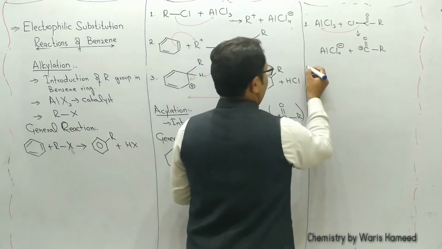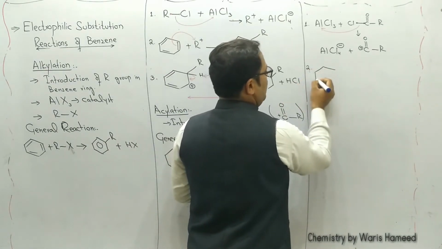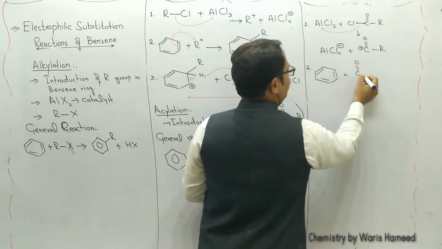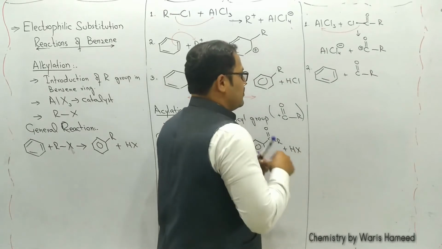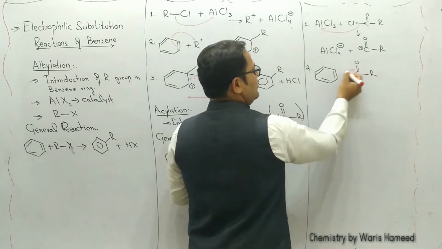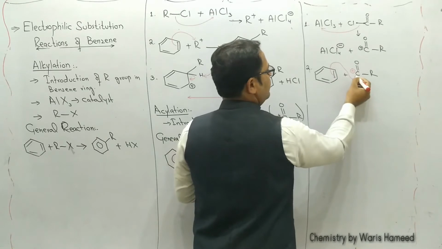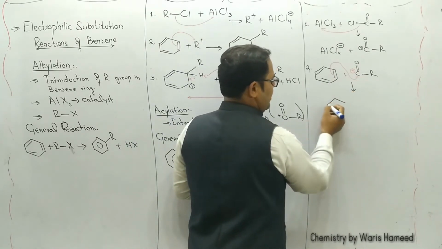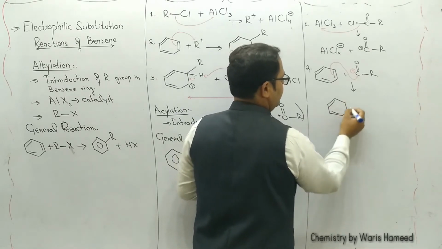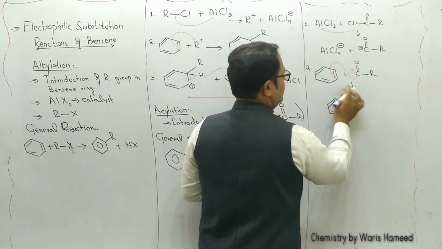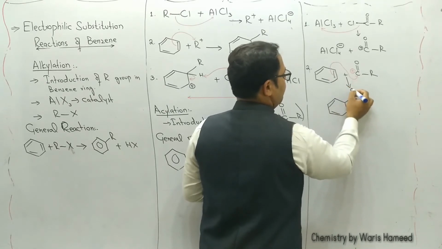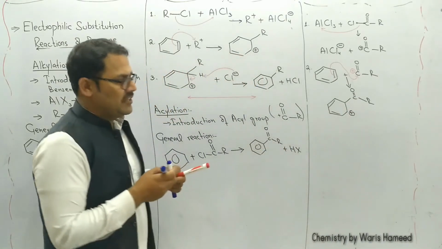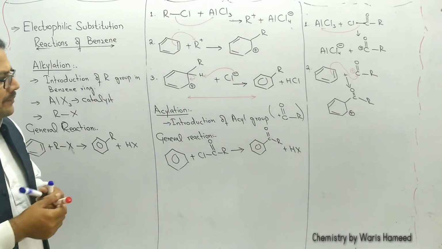In the second step, the benzene ring is ready to react on this electrophile. These electrons react on this positively charged carbon atom and form such a product: carbon double bond oxygen, and here is the alkyl group. And again I am mentioning the positive charge on the ring.